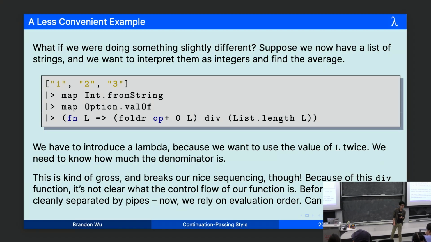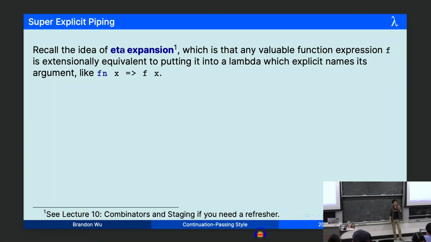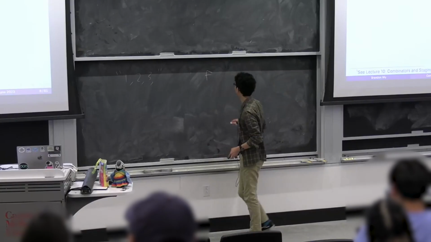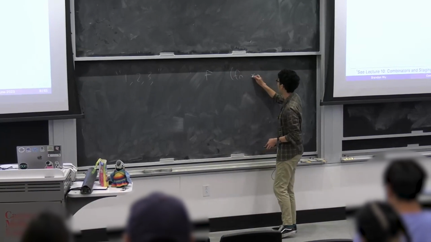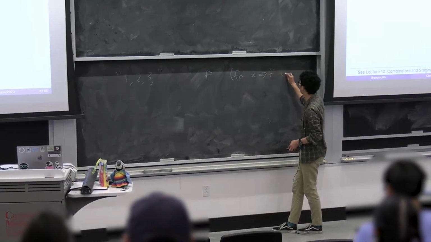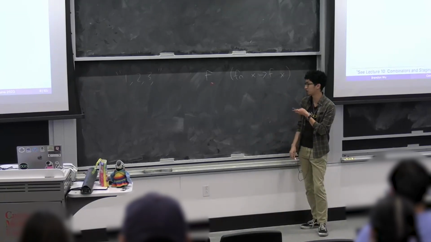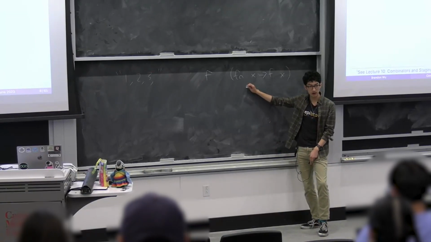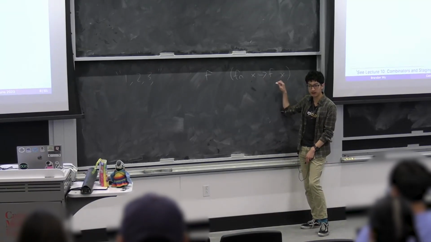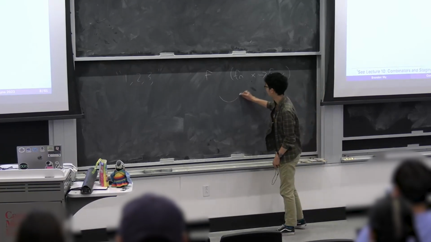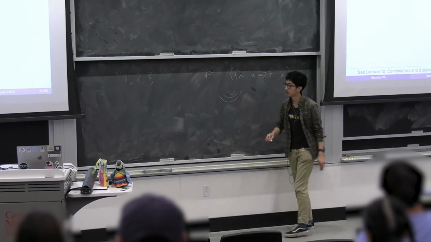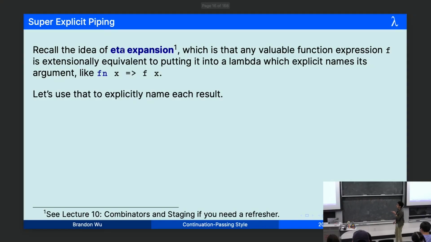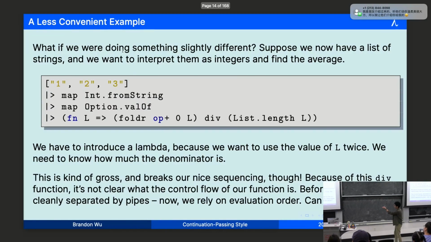Can we do better? Is the question. And the answer, oh my god, is yes we can. All right, here's what we're gonna do. Remember the idea of eta expansion, which means that if I have a function f, it is extensionally equivalent to fn x goes to f x, for any function value or valuable function expression f, okay? And you should believe me on this. I just have introduced an argument and given it explicitly. But these two things are equivalent, okay? Let's use that to explicitly call each of these lines a lambda.